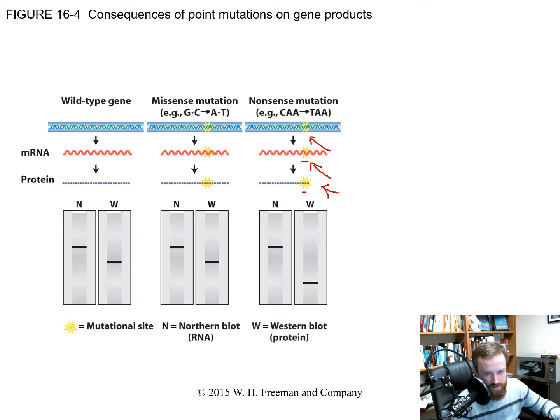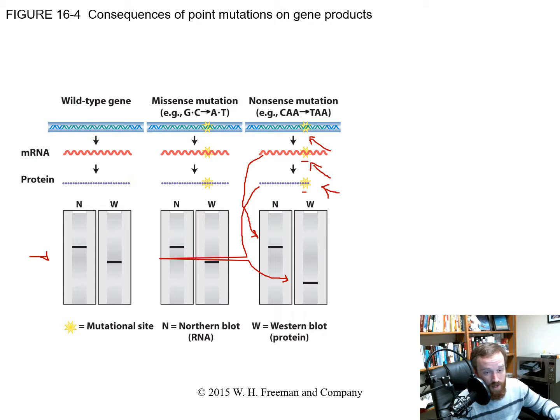And so if we were to run this example on a blot where we run the mRNA, we see that, remember, the mRNA, that stop codon is not telling the transcription to stop, so the mRNA is the same length as it would be in the control down here. However, if we were to look at the protein, it is instead truncated.